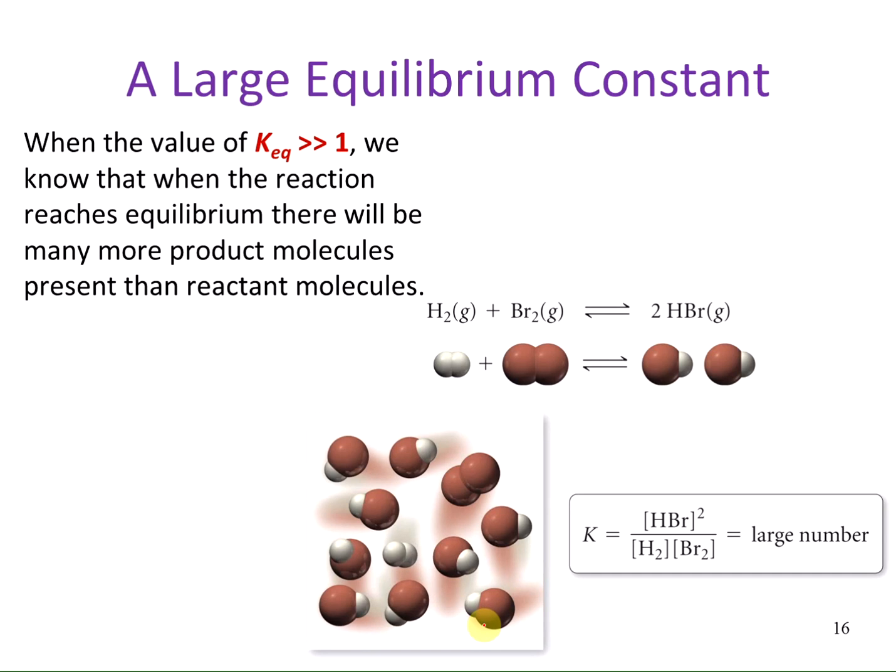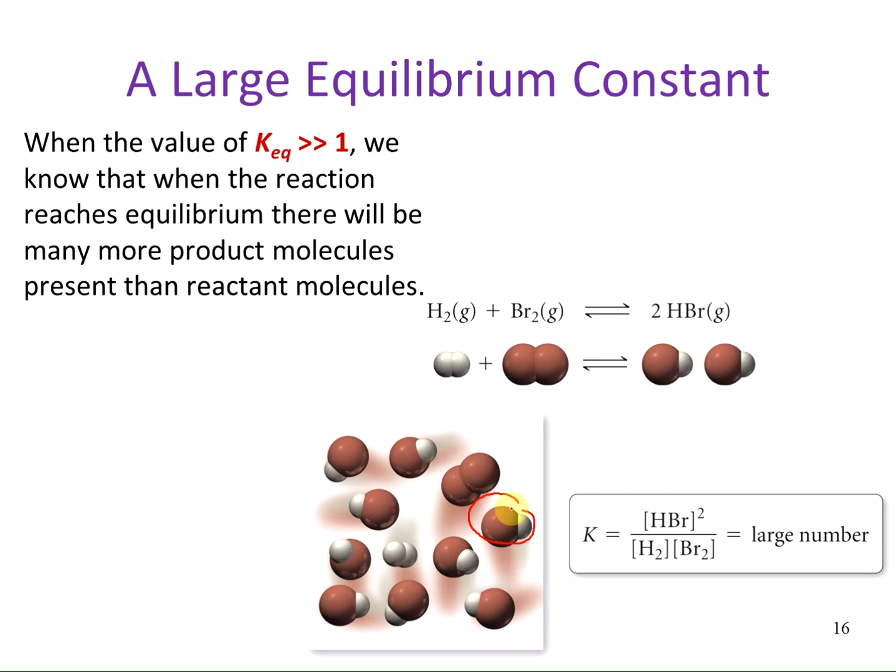So let's look at this in a little bit more detail. We're going to look at the large equilibrium constant first. When the value of K equilibrium is much greater than 1, we know that when the reaction reaches equilibrium, there will be many more product molecules present than reactant molecules. In this case, we're looking at hydrogen gas combining with bromine gas to form HBr gas. So this is a balanced chemical equation. When we write the mass action equation, the equilibrium constant K is equal to products over reactants. Our product is the HBr, and the coefficient is 2, so it's raised to the second power. And our reactants are the H2 concentration times the Br2 concentration. So this would have a large number when it favors the product.